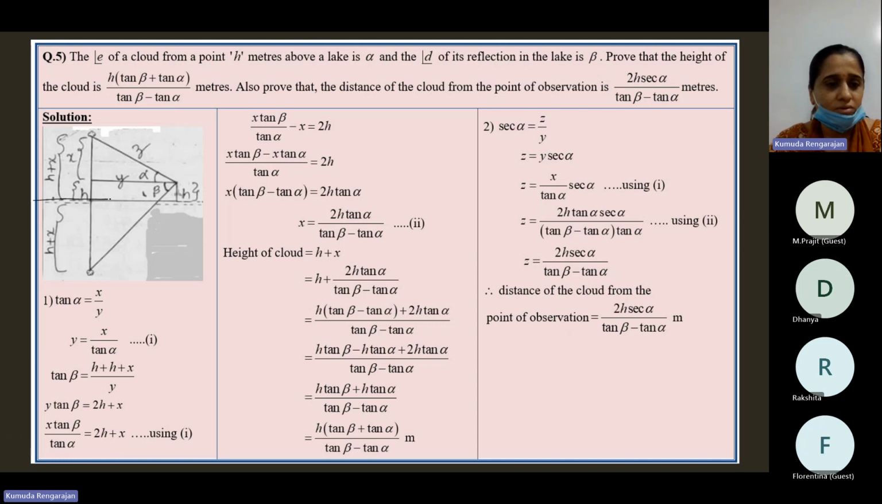This is the surface of the water. So same thing: see, h and this is h. This one is x. The whole thing is h plus x. This is also h plus x. This is the cloud, this is the cloud. Now you will be wondering why you marked this as z. Don't worry, don't mark it now. See, elevation is alpha, depression is beta. Correct?